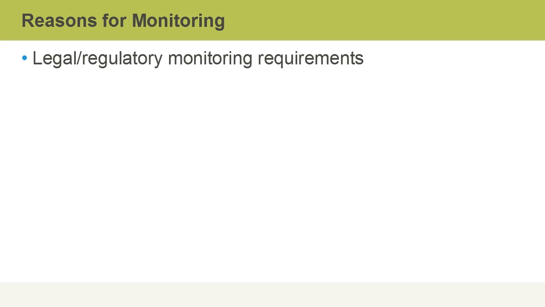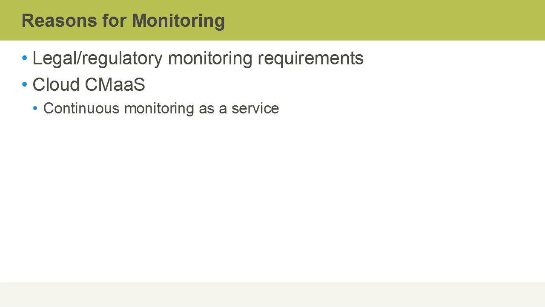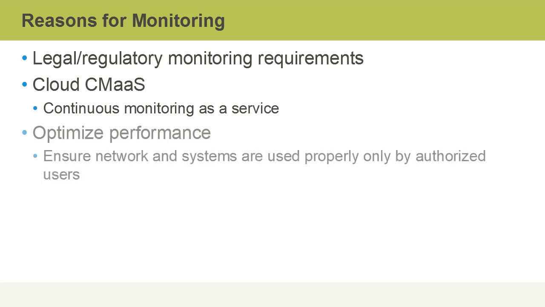Due to legal or regulatory reasons, we might not have a choice but to monitor our network or specific applications, or to set triggers for certain types of transactions that occur, such as high-volume financial transactions. In the cloud, there is something known as CMAS, which stands for Continuous Monitoring as a Service. So instead of having an on-premises continuous monitoring solution running on our equipment, it can be run through the cloud.